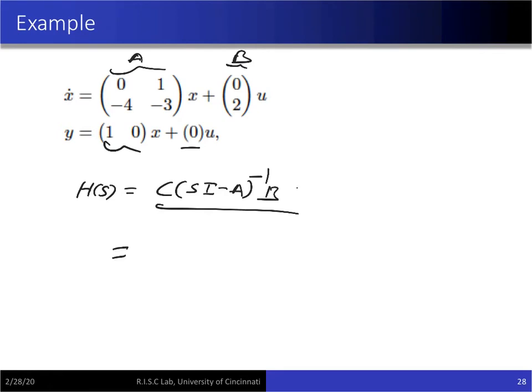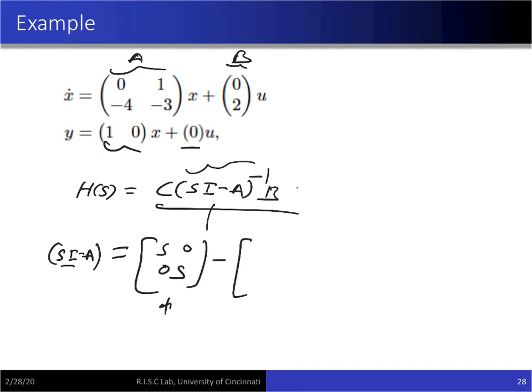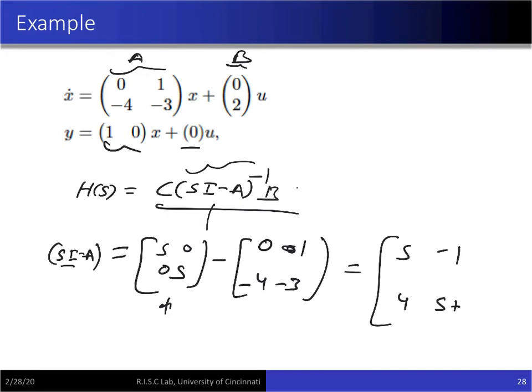So the most important part is this; other things are just multiplication, right? So find your SI minus A. What is SI minus A? SI is S, 0, 0, S. Minus A is simply 0, 1, minus 4, minus 3. So that will be equal to S, minus 1, 4, S plus 3. That's your SI minus A, right?